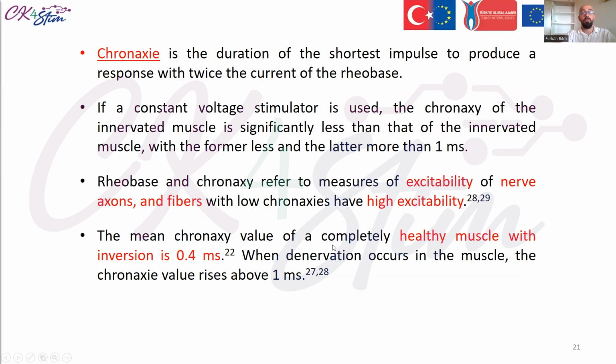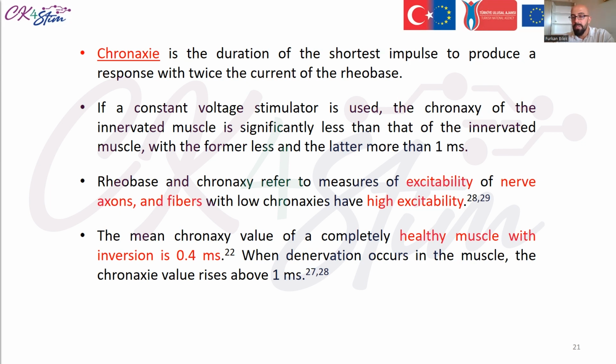Chronaxie is the duration of the shortest impulse to produce a response with twice the current of the rheobase. If a constant voltage stimulator is used, the chronaxie of the innervated muscles is significantly less than that of the denervated muscles, with the former less and the latter more than 1 millisecond. Rheobase and chronaxie refer to measures of excitability of nerve axons, and fibers with low chronaxie have high excitability.